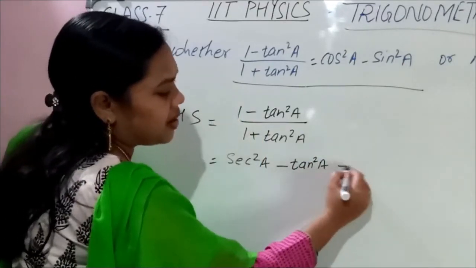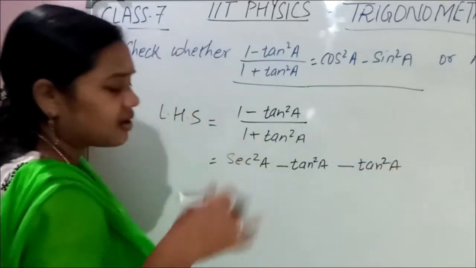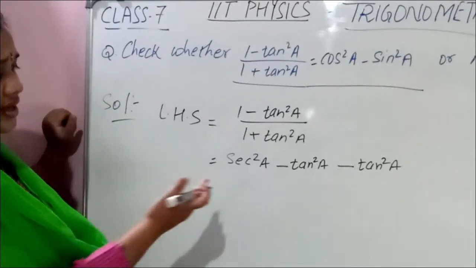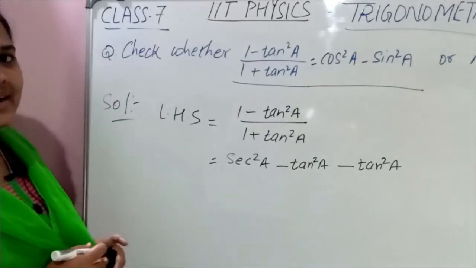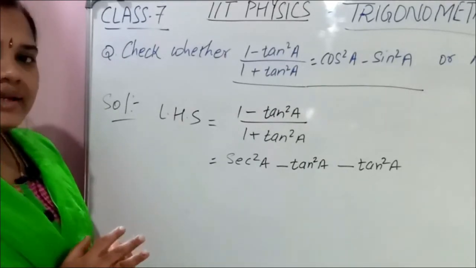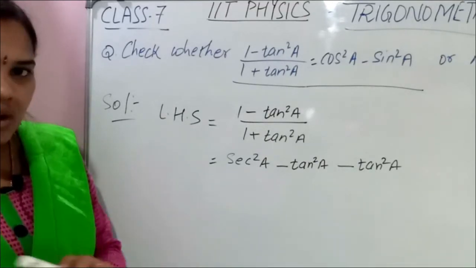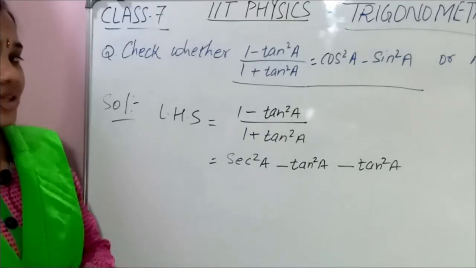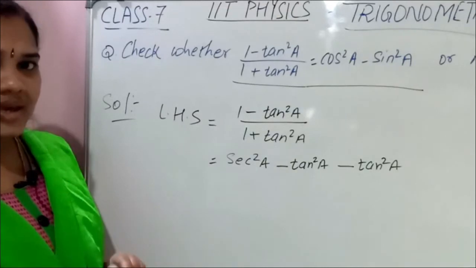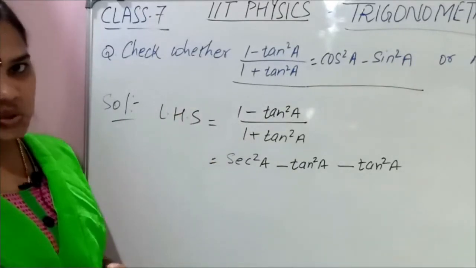Minus, already tan square theta is there. Now maybe you are thinking, somewhere 1 is written as sin square theta plus cos square theta, somewhere as sec square theta minus tan square theta. The reason is, we proved these trigonometric identities: sin square theta plus cos square theta equal to 1, sec square theta minus tan square theta equal to 1, cosec square theta minus cot square theta equal to 1. These all have the value one. Where to use them depends on the question.